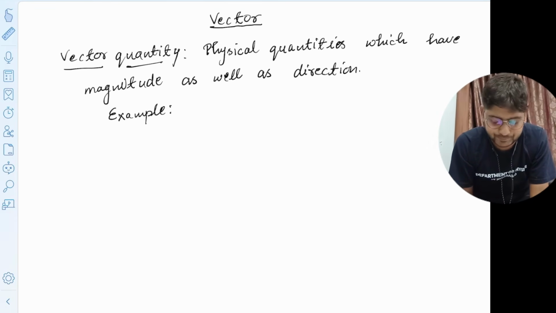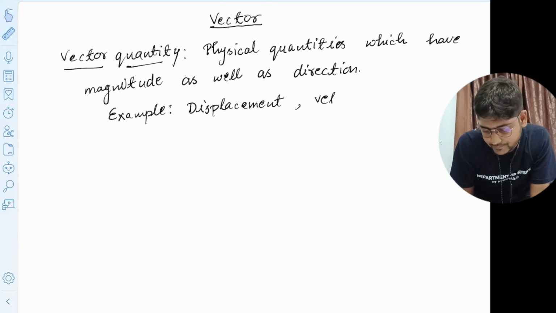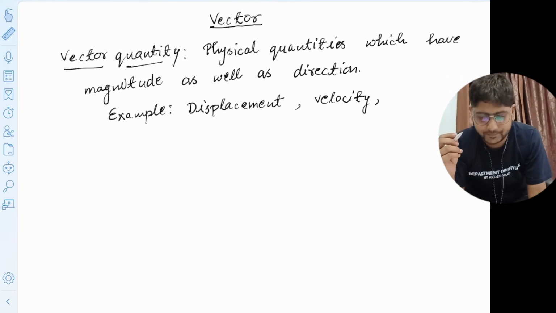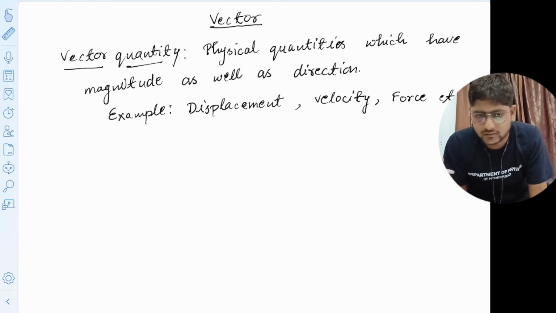Examples of vector quantities will be displacement, after that velocity. What is the formula of velocity? Displacement divided by time. After that force, and many more. Force is what? Mass into acceleration. Okay, force equals mass into acceleration. Acceleration is also a vector quantity. Mass is scalar. Scalar into vector equals vector. Okay, so vector quantities are done.